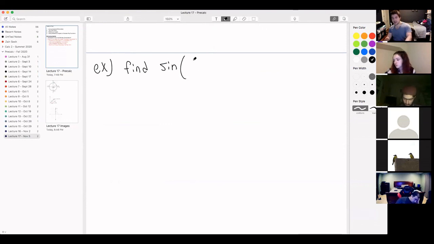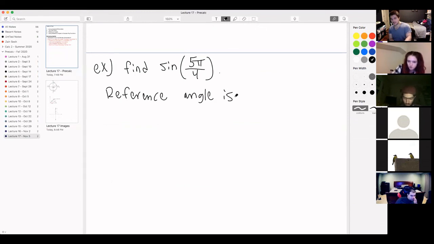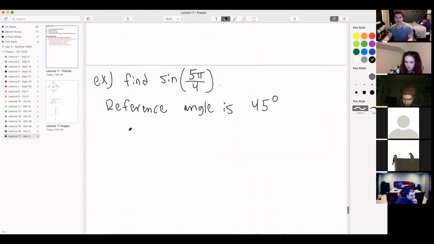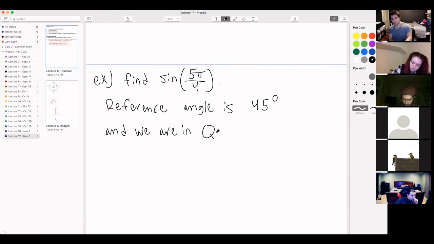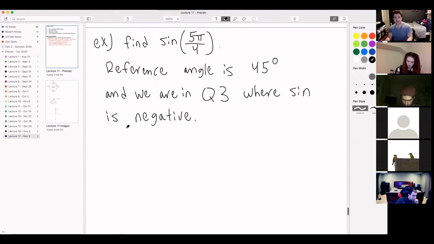Find sine of 5 pi over 4. Okay, so I'm just going to go straight to it. So firstly, the reference angle is 45 degrees. So this is the same angle that we just did, right? So you can just use your data from the previous question. Reference angle is 45 degrees, and we are in quadrant 3, where sine is negative. Okay, so we have all of the data that we need.